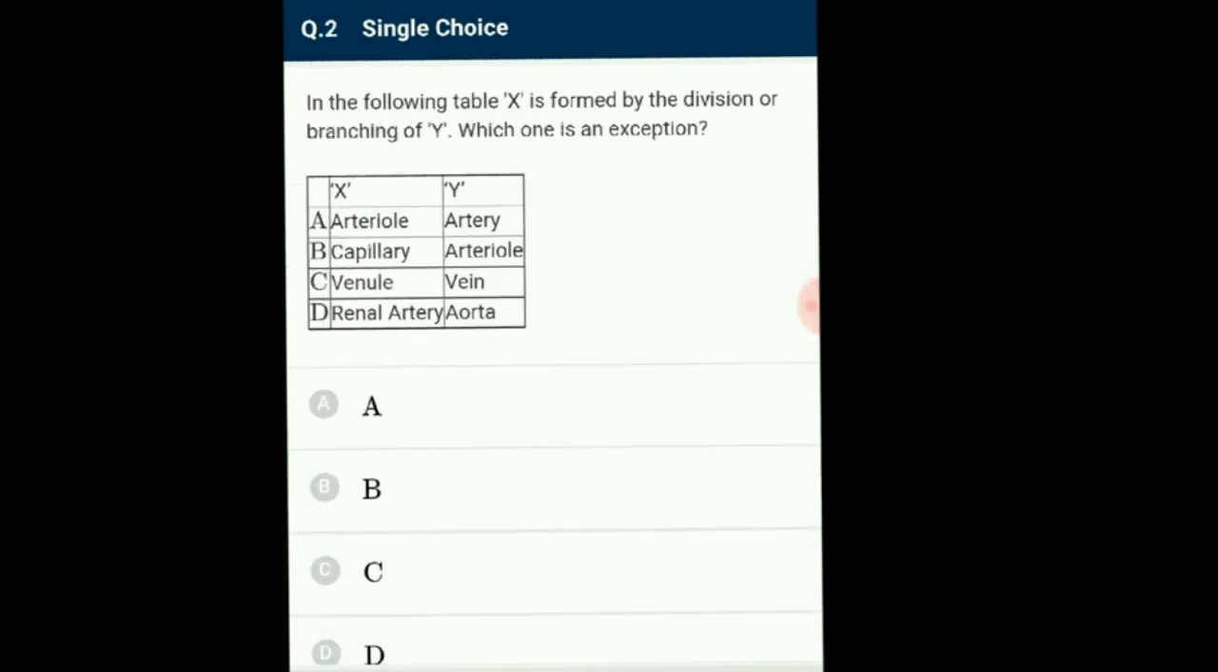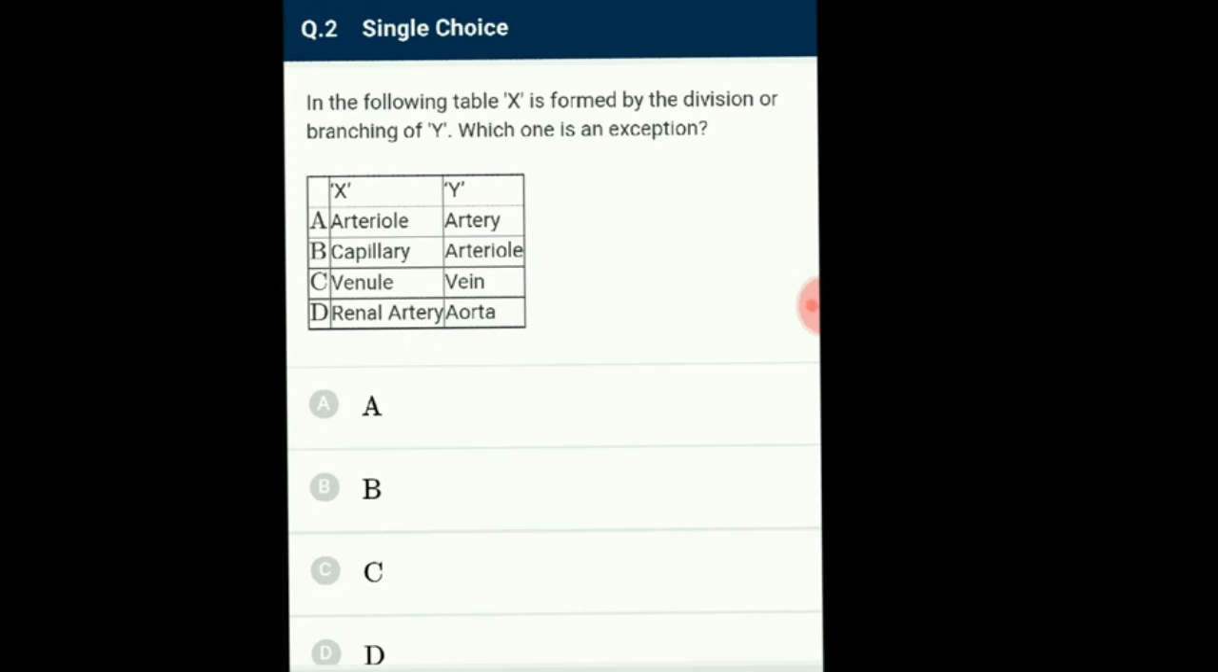Question number 2. In the following table, X is formed by the division or branching of Y. Which one is an exception? So here X and Y are given in the tabular column. Aorta is the largest artery that comes out of the heart. It gives rise to various blood vessels going to individual organs.